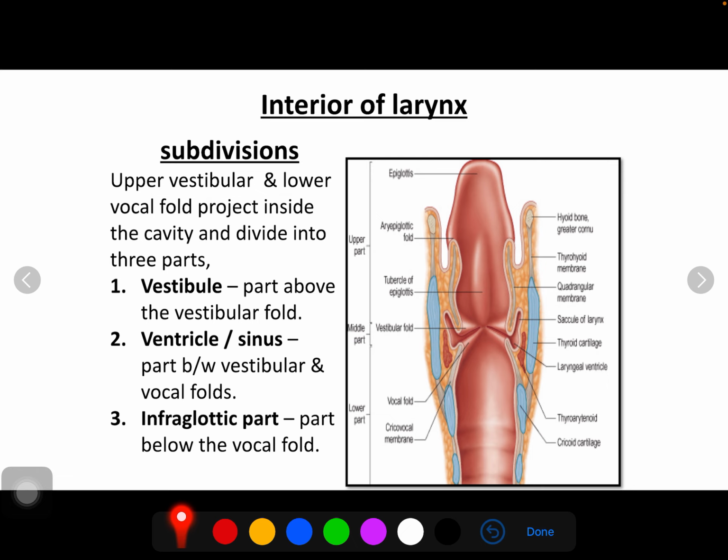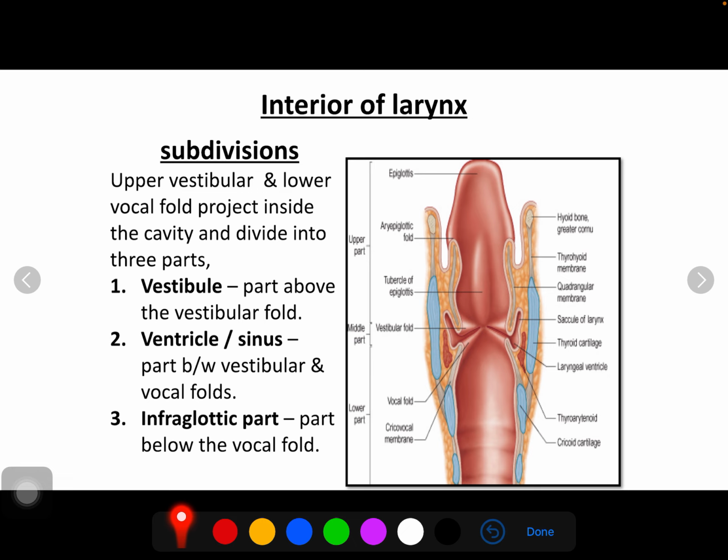When the saccule is abnormally enlarged and distended, it forms a laryngocele, which presents as an air containing cystic swelling on the neck. This is an occupational hazard for trumpet blowers and glass blowers, in whom air pressure in the laryngeal sinus reaches a very high level.